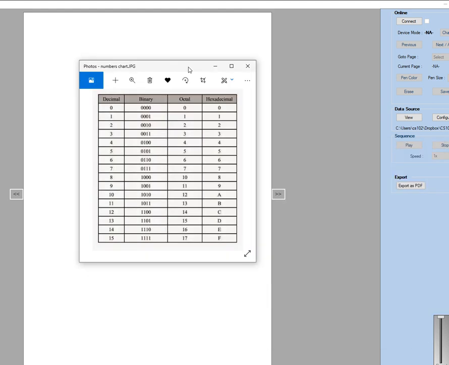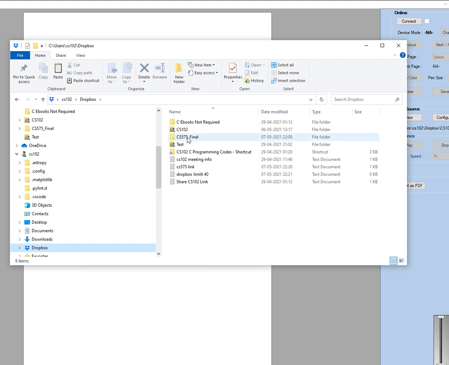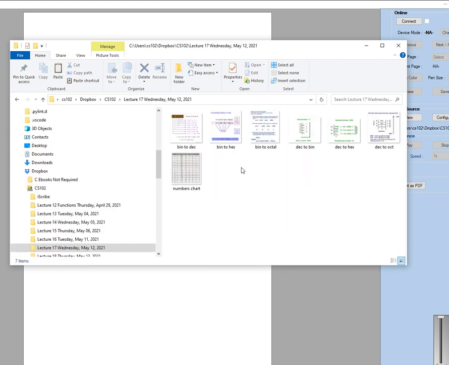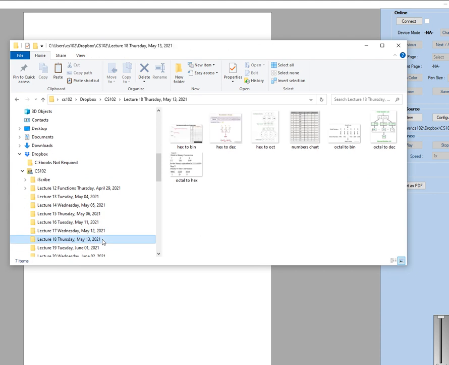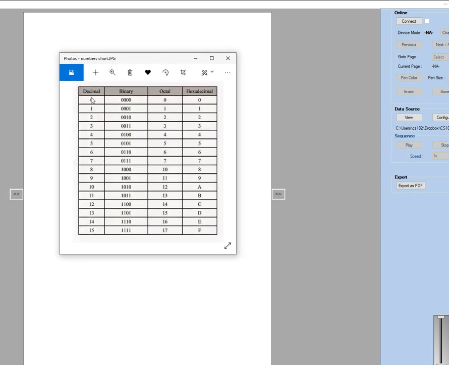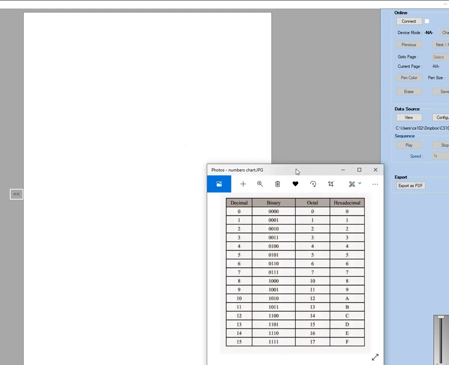So I have an image shared here. In the Dropbox also, you can actually see these images. So basically, you can go to your Dropbox CS102 and you can come into May 12. You have some images and May 13. These are basically the steps for how to convert the numbers from one form to another. Right now, we have a chart of numbers that consist of decimal, binary, octal, and hexadecimal. I will come to each one by one, right?